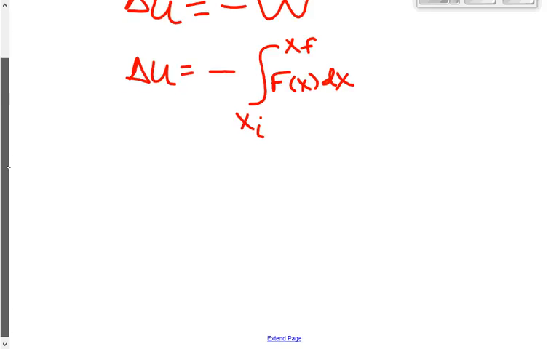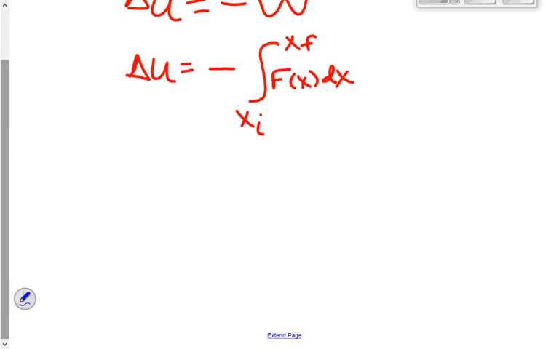And last class, we did come up with a value for the potential energy of the gravitational force, which ended up being mg delta y.